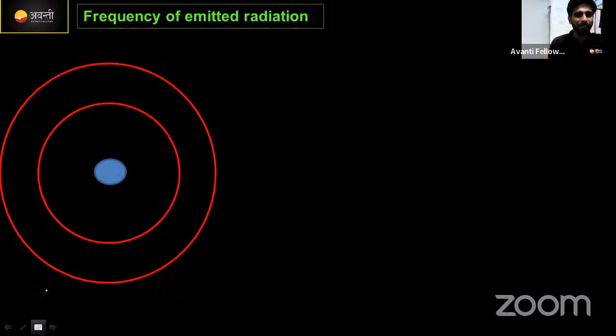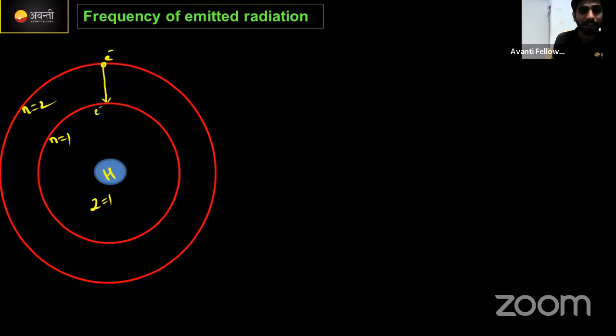Frequency of emitted radiation. Here also we have to find the frequency. Again, hydrogen atom, Z value will be equal to 1. Now suppose this is the first energy state, n is equal to 1. This is the second energy state, n is equal to 2. Now, the electron is coming from the second energy state to the first energy state. Correct? It emits the radiation.